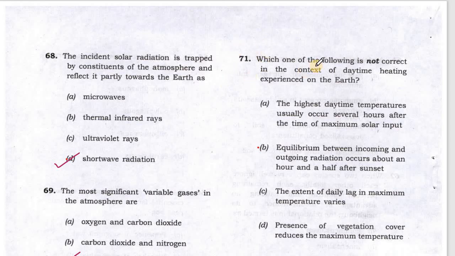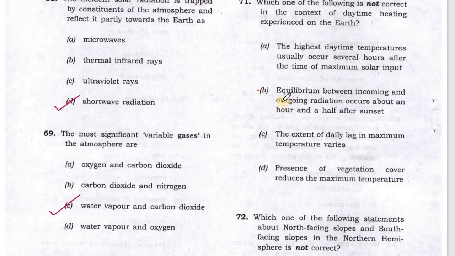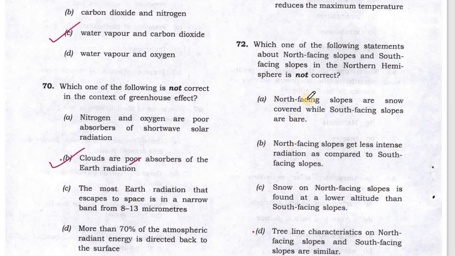Next question 71: which of the following is not correct in the context of daytime heating experienced on the earth. So B will be the correct one. They are asking not correct. So equilibrium between the incoming and the outgoing radiation occurs about an hour and a half earlier, so this is not correct. So B will be the answer here.